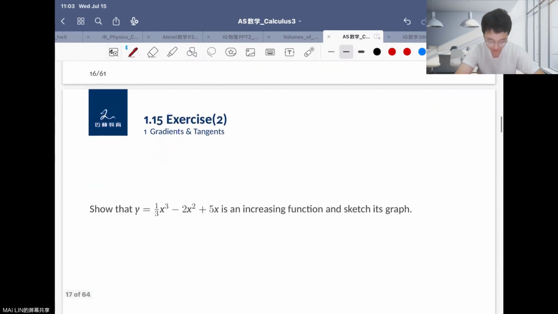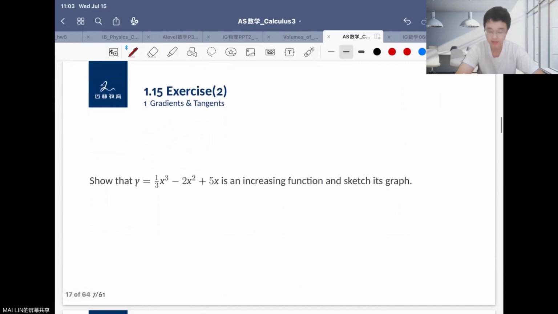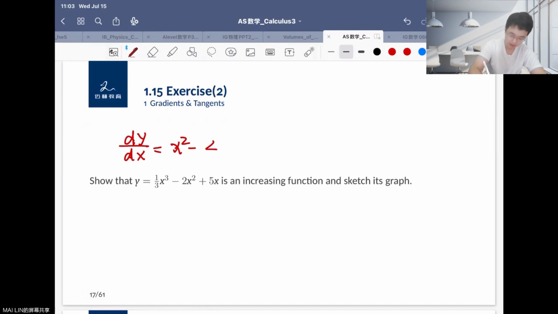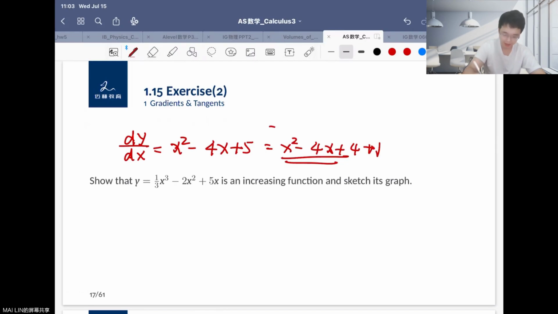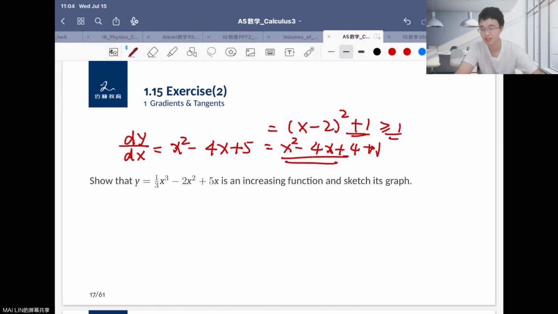The second exercise is the same as the previous one. First we make a differentiation. So dy/dx is 3 times 1/3 x cubed, which gives x squared, and then minus 4x and then plus 5. We can simplify it as x squared minus 4x plus 4 plus 1, which becomes x minus 2 squared plus 1. So this is bigger than or equal to 1, so bigger than 0, and it is also an increasing function. That is about completing the square, which we have already talked about before.